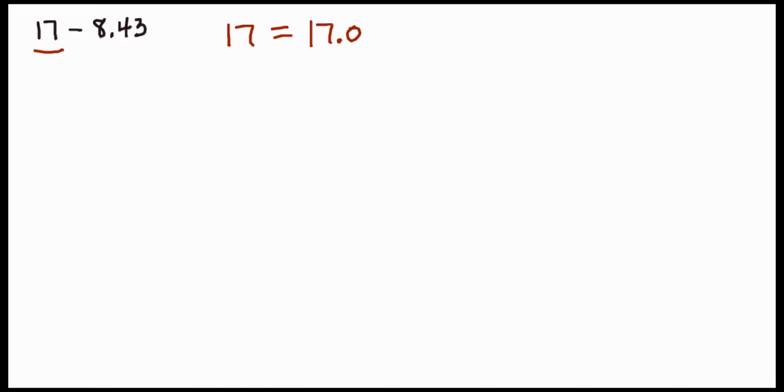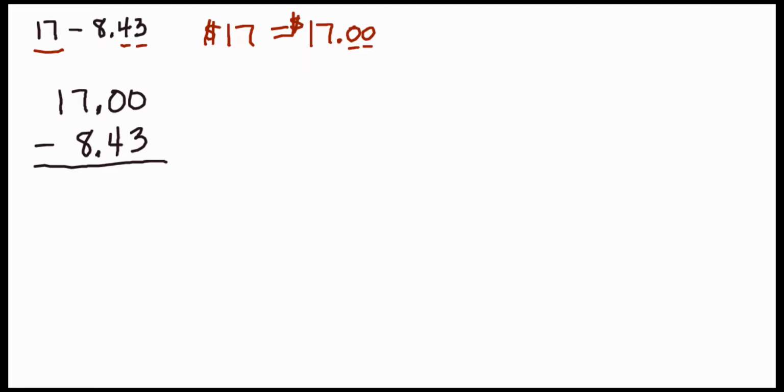17.0 or 17.00. And in this case, you'll need the two zeros because you have two place values after the decimal point in the 8.43. And remember, you can think of it as money. You can write $17 either way. You could write it like this, or you could write it like this. So let's go ahead and line this up.